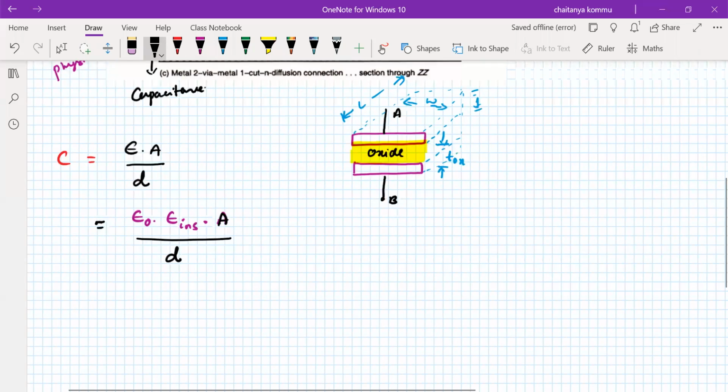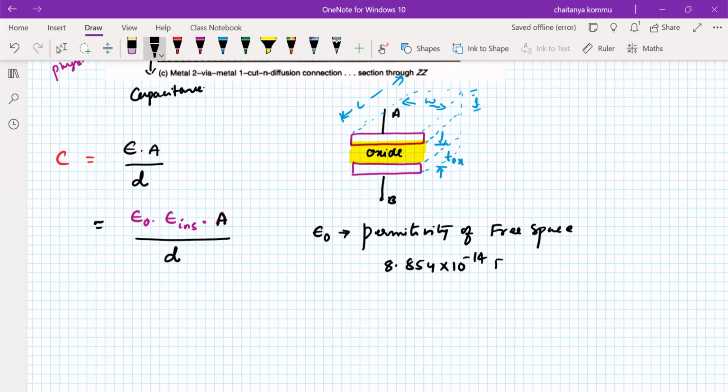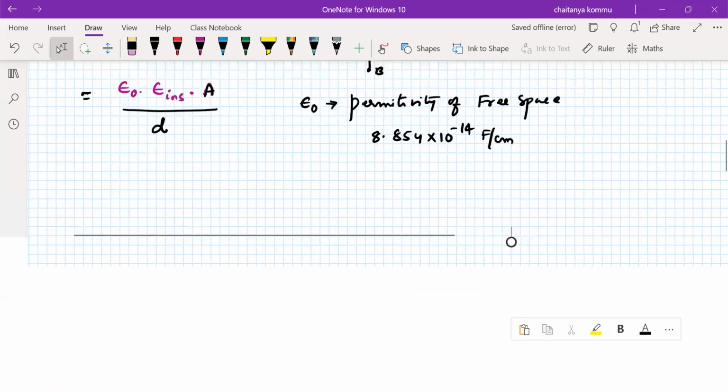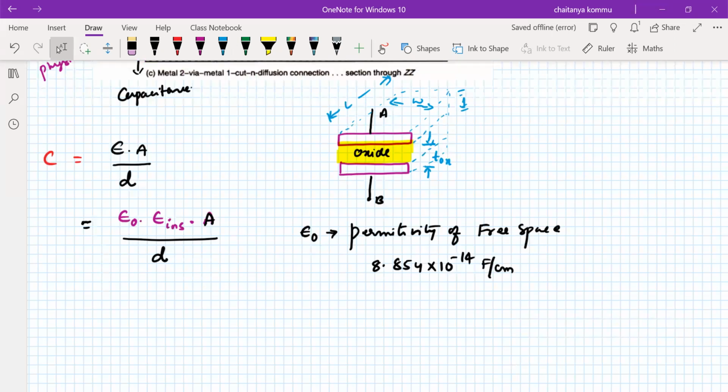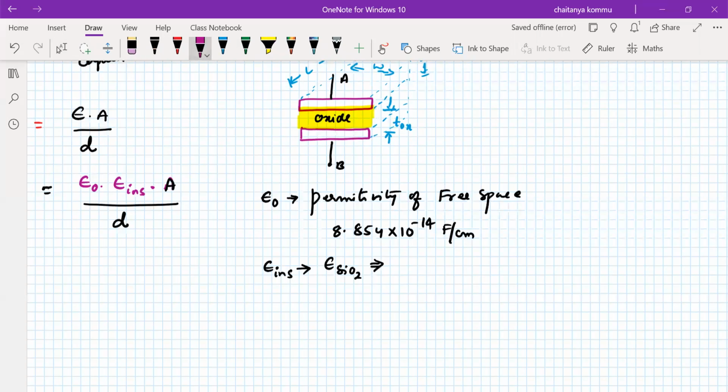What do we mean by epsilon here? Epsilon naught is the permittivity of free space. What is its value? 8.854 times 10 to the power of minus 14 farads per centimeter. This is how we can write the permittivity. It is the ability of the medium to oppose the electric field. Next, epsilon insulator: what kind of insulator are we using? Silicon dioxide. This is normally called the relative permittivity.